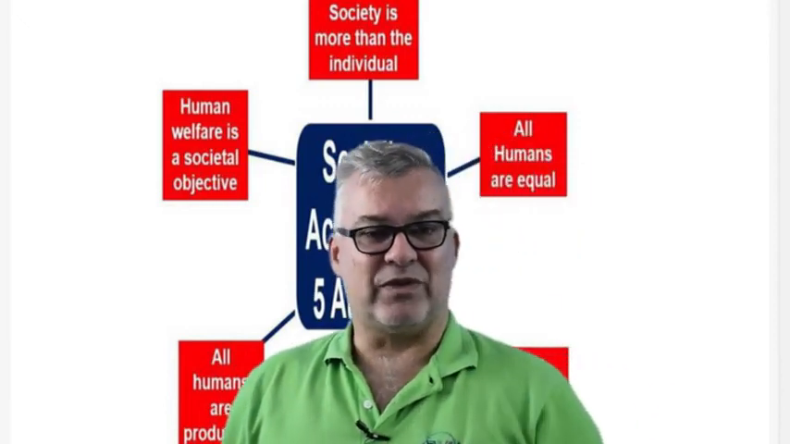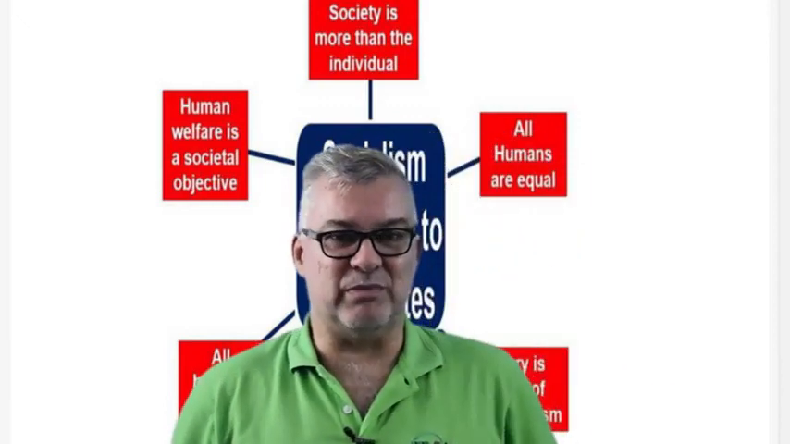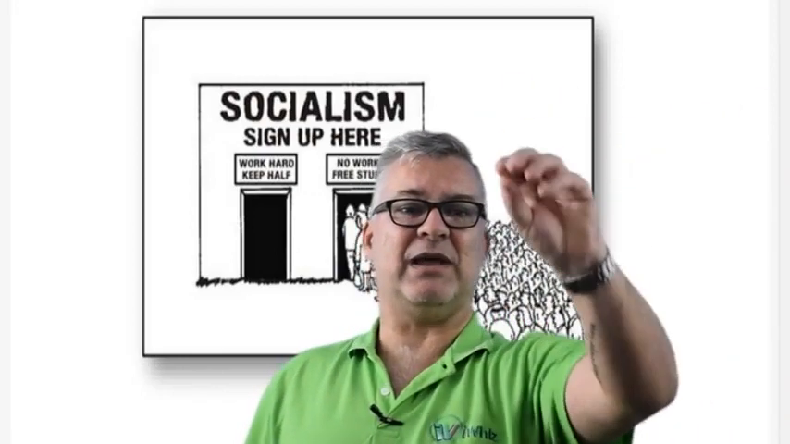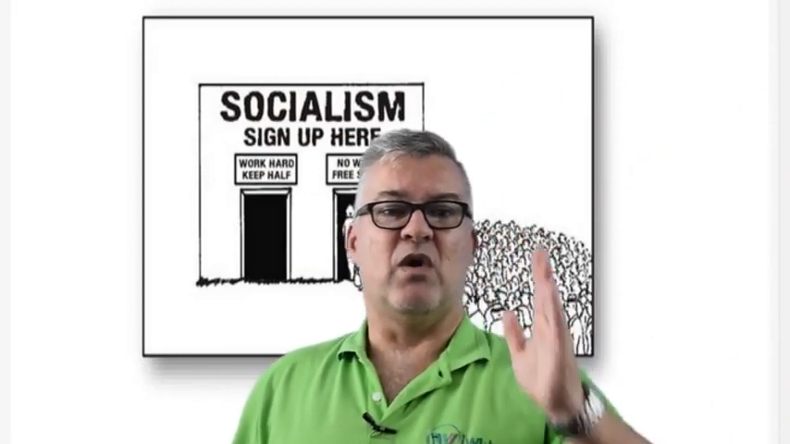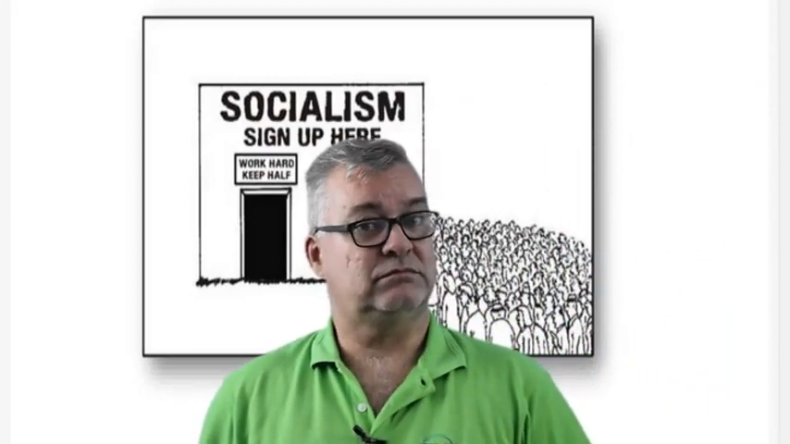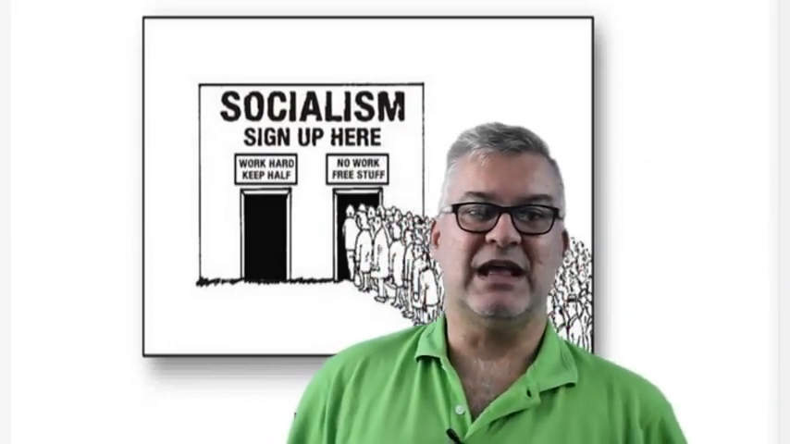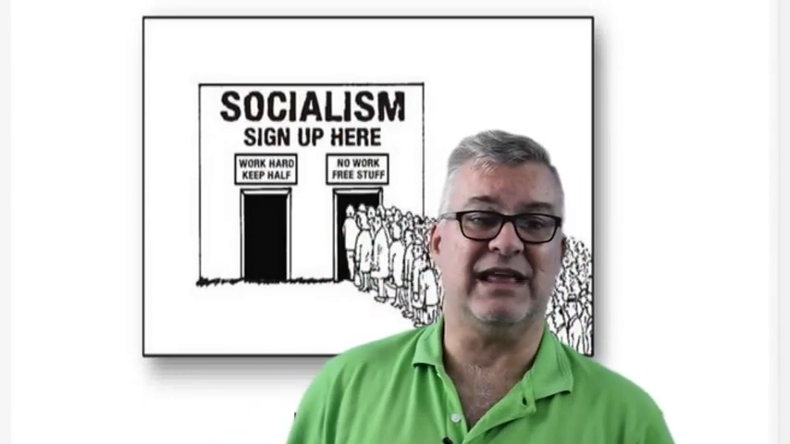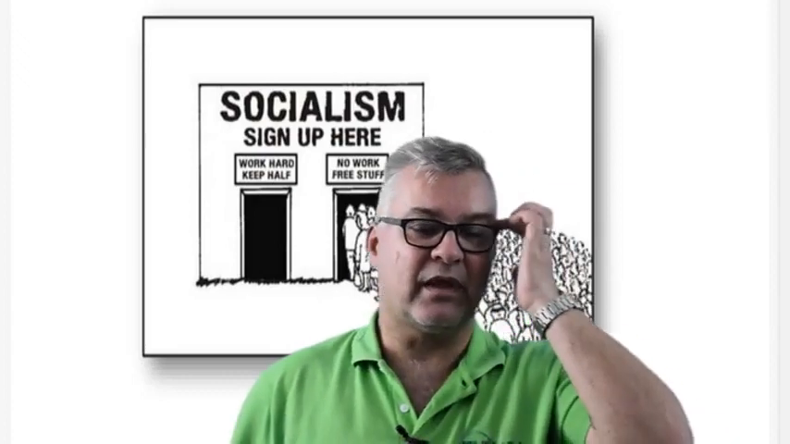But it's an interesting thing. Have a look at this little cartoon, which I'm putting up on the screen behind me. Socialism, sign up here. On the left, work hard and keep half. Capitalism. On the right-hand side, no work, free stuff. See, that's where socialism falls down, is that you don't have to be a contributing member of society, but you still get things given to you.